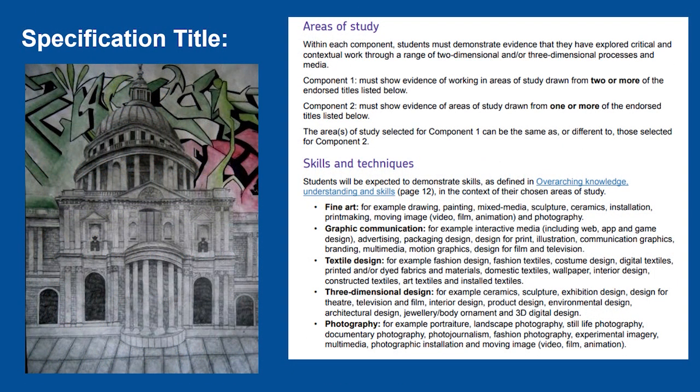So as previously mentioned, the specification that we run at King's Moncton is art, craft and design. The reason for this is that it gives pupils a lot more flexibility in terms of the kind of artwork that they produce. So there are areas of study within art, craft and design such as fine art, graphic communication, textile design, 3D design and photography. For component one, you must show 2 or more of these endorsed titles.